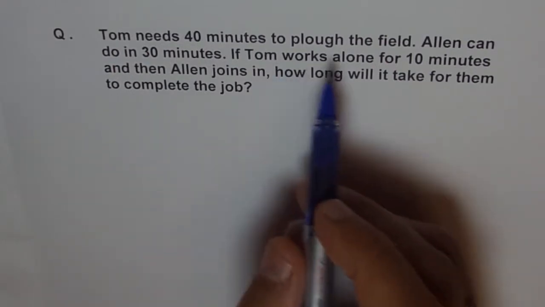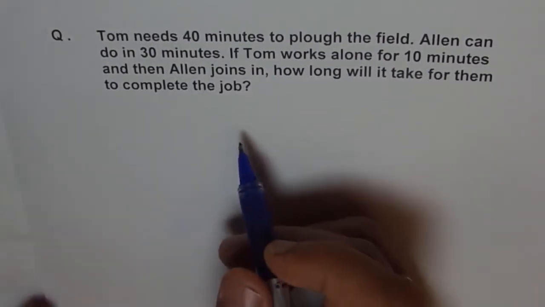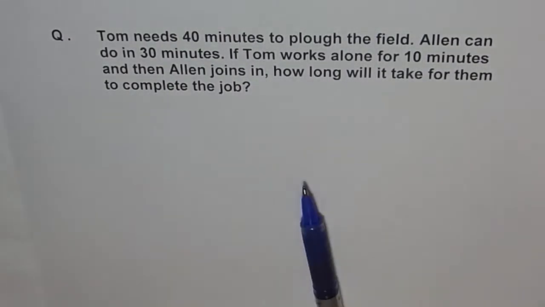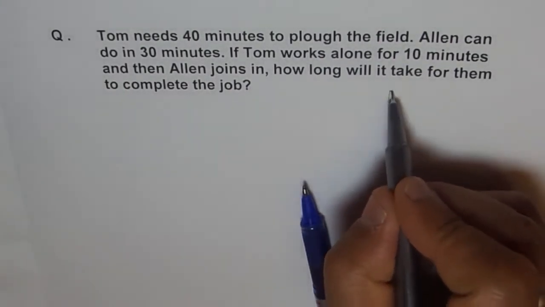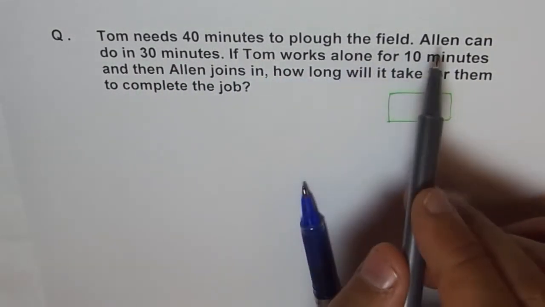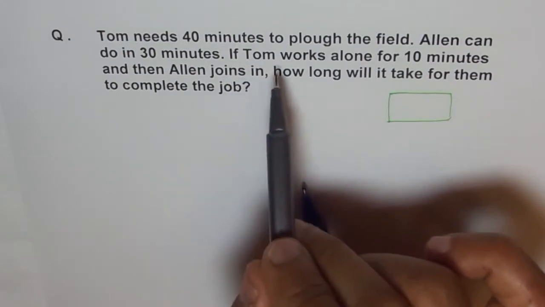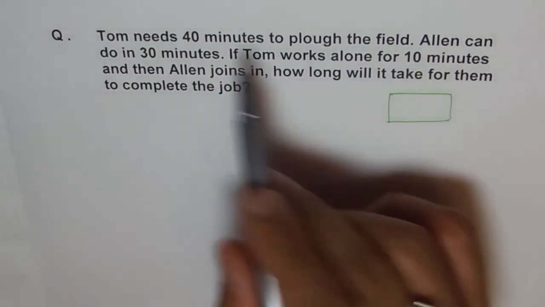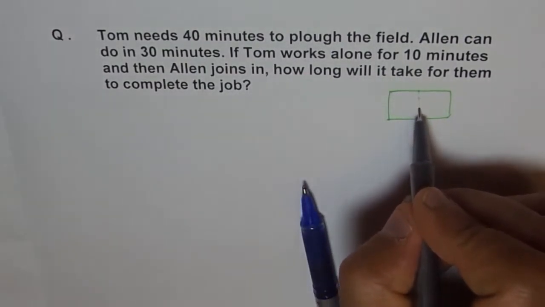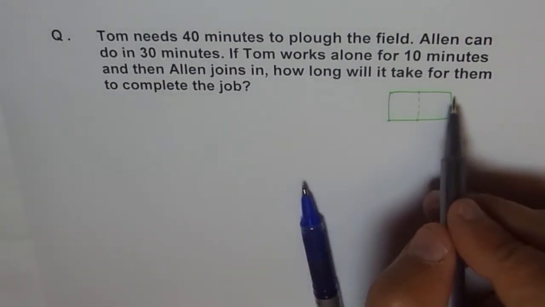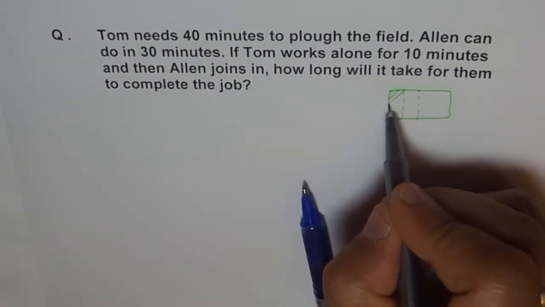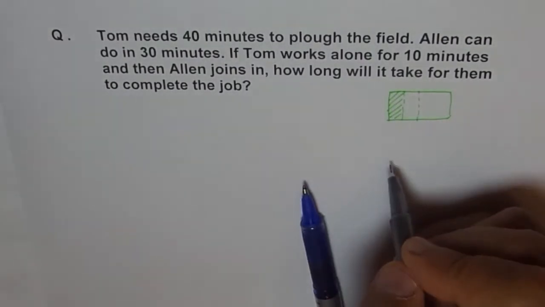So plow a field, let's say the field is like one big job, correct? Let's say this is one full field here. Let me just sketch it out for you a bit. Now Tom needs 40 minutes to plow the field and Ellen can do it in 30 minutes. In 40 minutes Tom can do the whole job, but he's working alone for 10 minutes, so how much job will he do? In 40 minutes the whole job, half means 20 minutes, and 10 minutes means 1/4 of the job has been done by Tom alone. Do you understand that part?